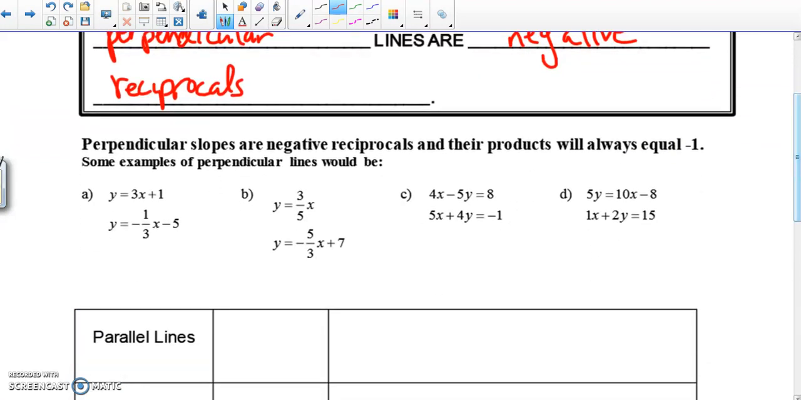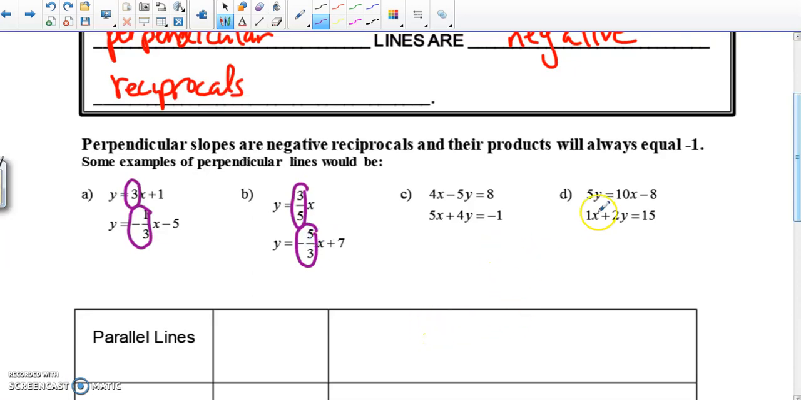So a few examples. Same deal. We got y by itself for this first example. This is actually the same one we just looked at. The slope of that line is 3. The slope of that line is negative 1/3, so it's flipped upside down and the opposite sign. Those are perpendicular lines. Same thing here. 3 over 5, negative 5 over 3.